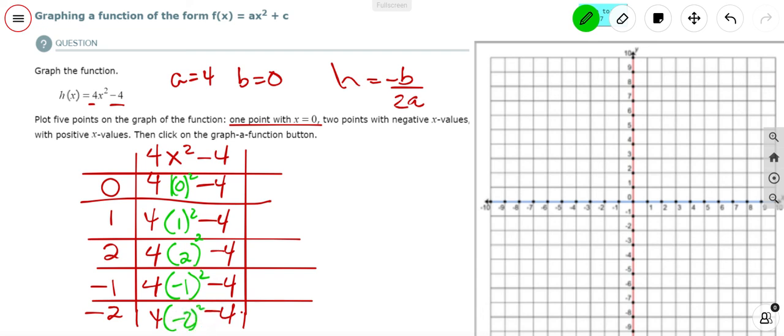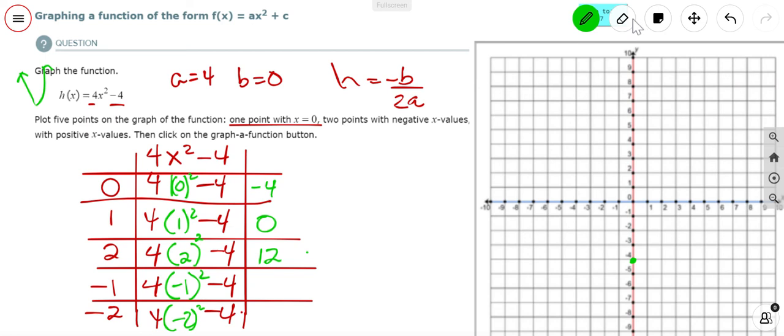All right. 0 squared is 0. 0 times 4 is 0. 0 minus 4 is -4. There we go. So 0, -4 is our vertex. A is positive. It means it's going to go cup up. Okay, so we know that. 1 squared is 1. 1 times 4, 4 minus 4, 0. Okay, 2 squared is 4. 4 times 4, 16. 16 minus 4 is 12. There we go, 12.